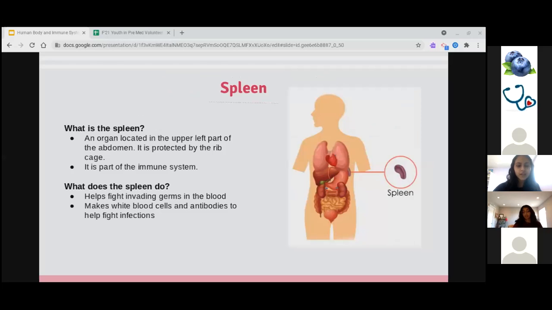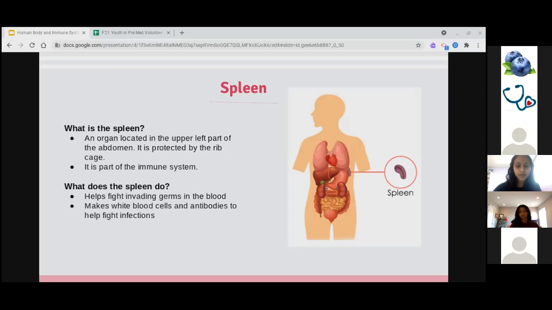We will now be talking about the spleen and how it contributes to the immune system. The spleen is an organ that is located in the upper left part of the abdomen. We can't feel it because it is protected by a ribcage. It is an important part of the immune system. When germs invade the blood, the spleen detects them and helps produce white blood cells called lymphocytes and antibodies to help fight the infection. It filters blood to keep the human body safe from harmful invaders.